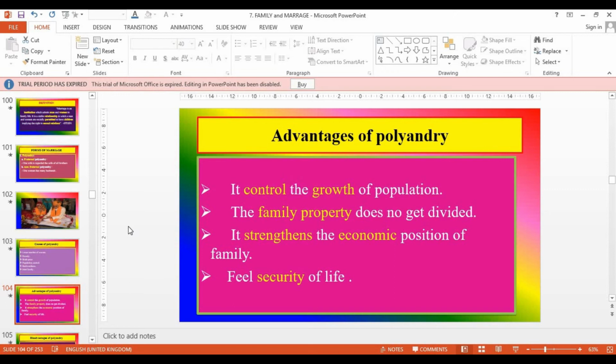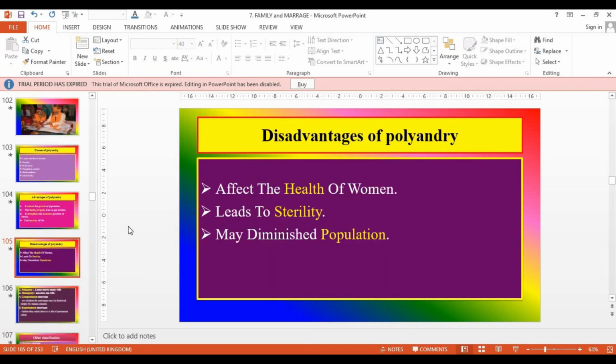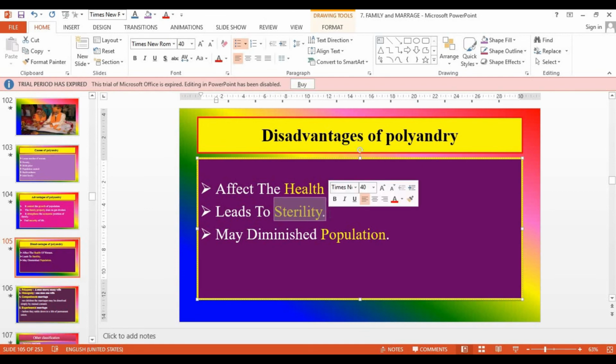But polyandry is not a legally accepted marriage. This is only a study aspect. Disadvantages: it affects the health of women. As we know, a woman regarded as wife of many men definitely affects her physical health as well as mental health. Next disadvantage: sterility, not being able to bear a child. Relationships with more than two men cause sterility, and may diminish population, etc.